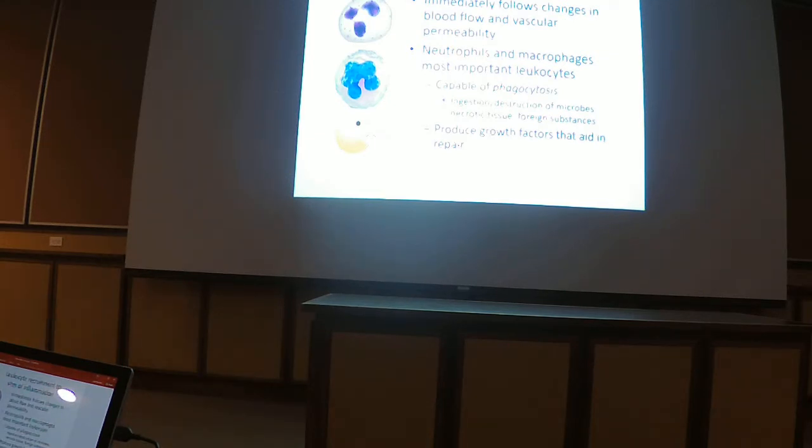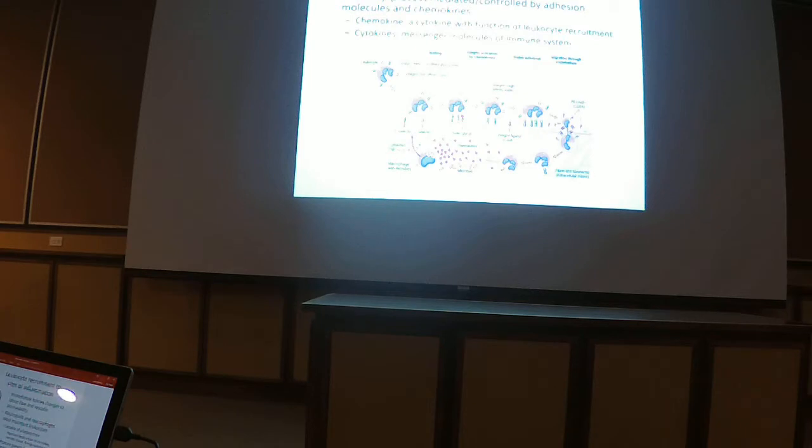So, following vasodilation and vascular permeability, leukocytes are recruited to sites of inflammation. The most important ones are neutrophils and macrophages. We've talked about that already. These cells are capable of something called phagocytosis. Phagocytosis refers to the ingestion and destruction of a whole lot of stuff. These cells, particularly macrophages, produce growth factors that aid in repair. We'll get to that towards the end of the lecture. You can think of them like Pac-Man. Okay, so there's a noisy, annoying picture at the bottom of this and some cramped words at the top.